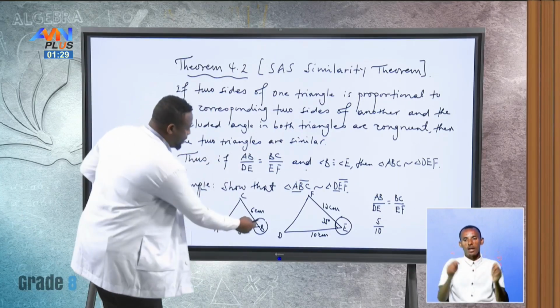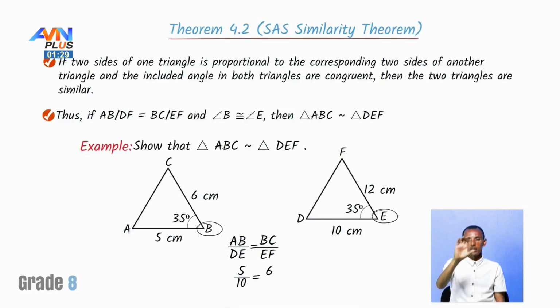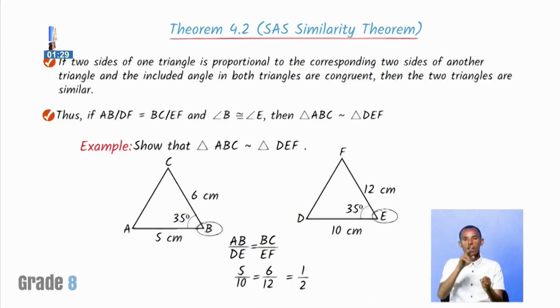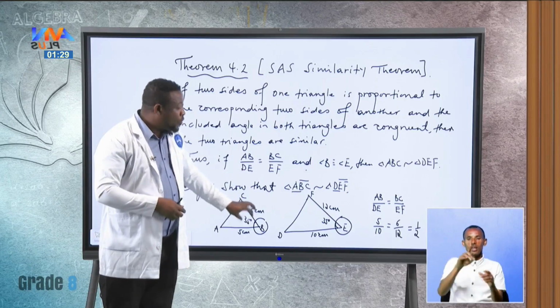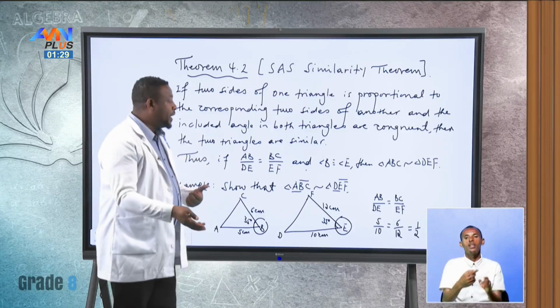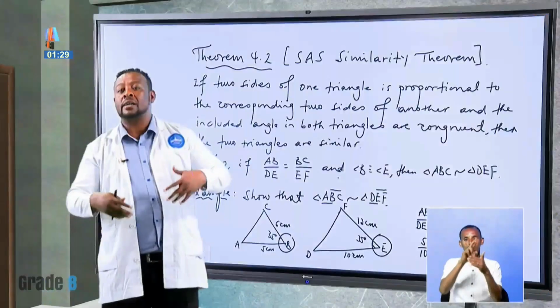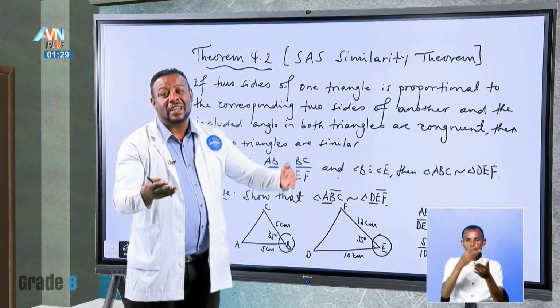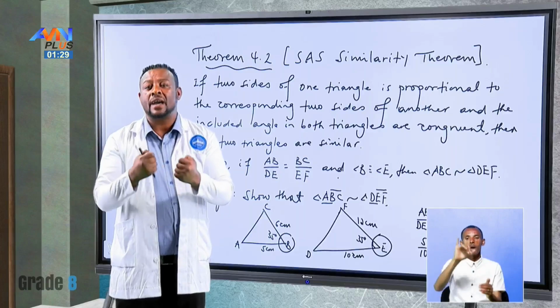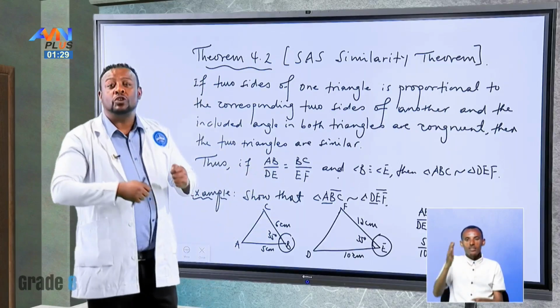So BC is 6, and EF is 12, okay? Clearly, these two fractions are the same. If you write these numbers in their simplified form, both of them are 1 over 2. So there are two conditions which are satisfied in these two triangles. One is they do have a congruent included angle. The other one is the ratio of the corresponding sides is the same. So your conclusion will be these two triangles are similar by side-angle-side, right? So this is how you need to show it.